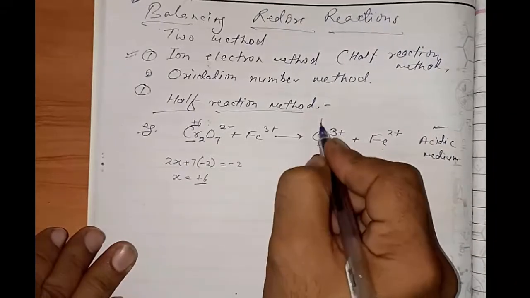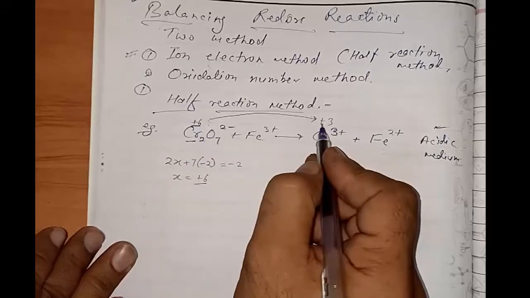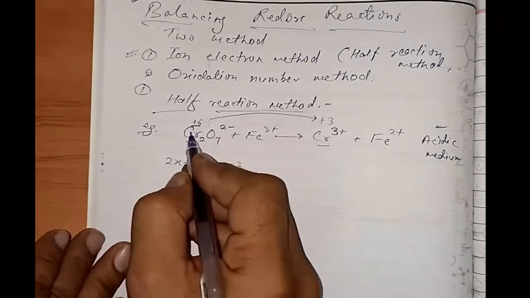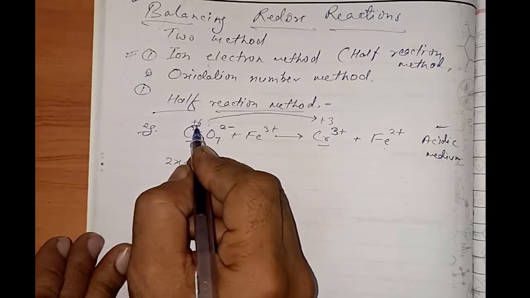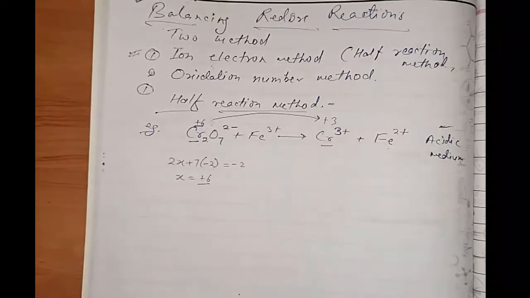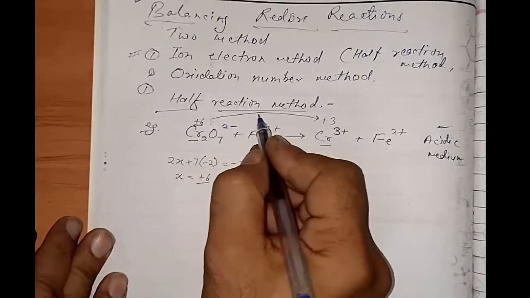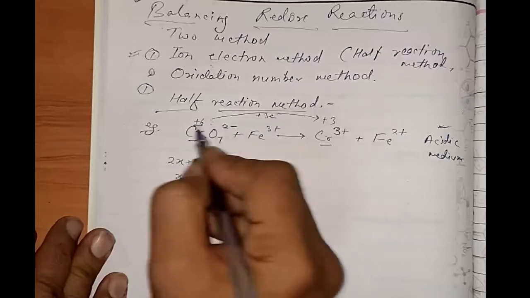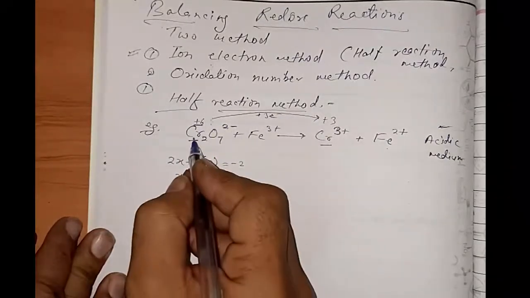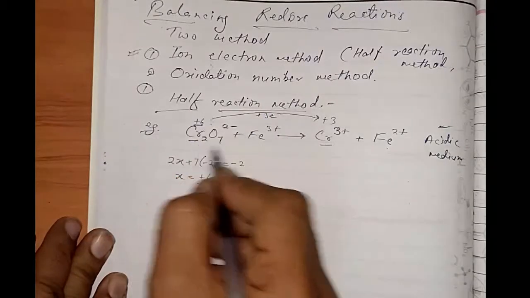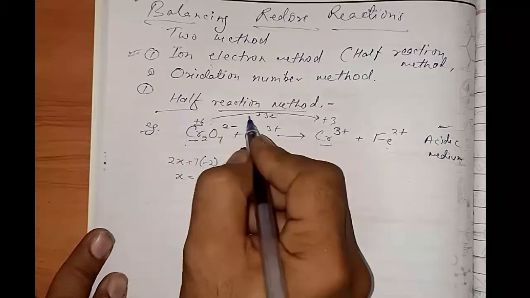Now come here, plus 3. What is happening? The oxidation number is decreasing. It means here it has a deficiency of 6 electrons, and now chromium has a deficiency of only 3 electrons. So it gains 3 electrons. And gaining electrons is called what? It is called reduction. Yes, correct. So Cr2O7 2- is undergoing reduction.